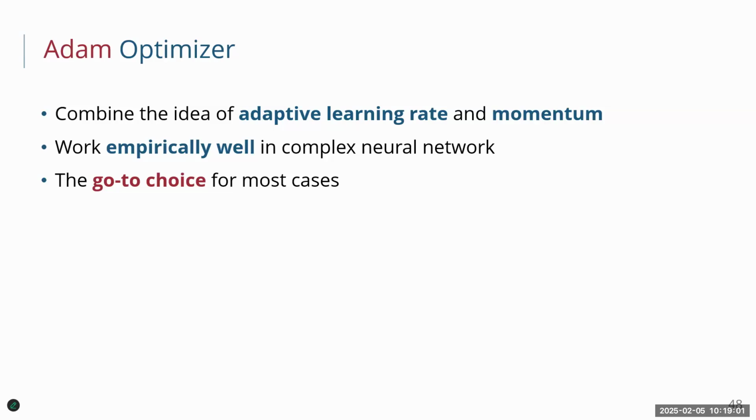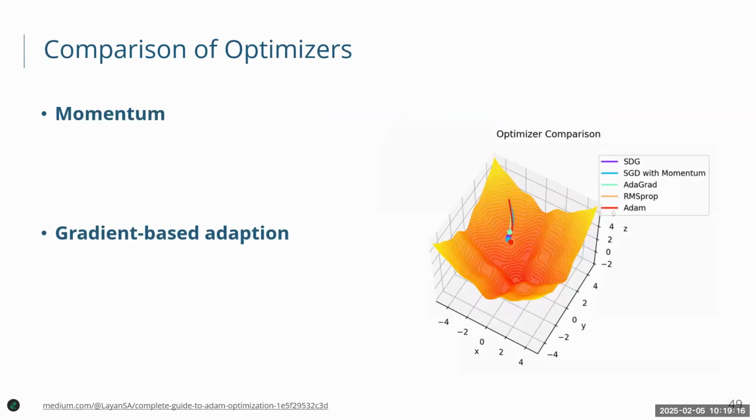So this is 2015, I believe. And for 10 years, people have been trying to beat the Adam optimizer, but it's still very hard to beat. It's just performing really, really well. So anyway, these are a comparison of different optimizers. You can look at it. Usually people just try Adam in the first place.